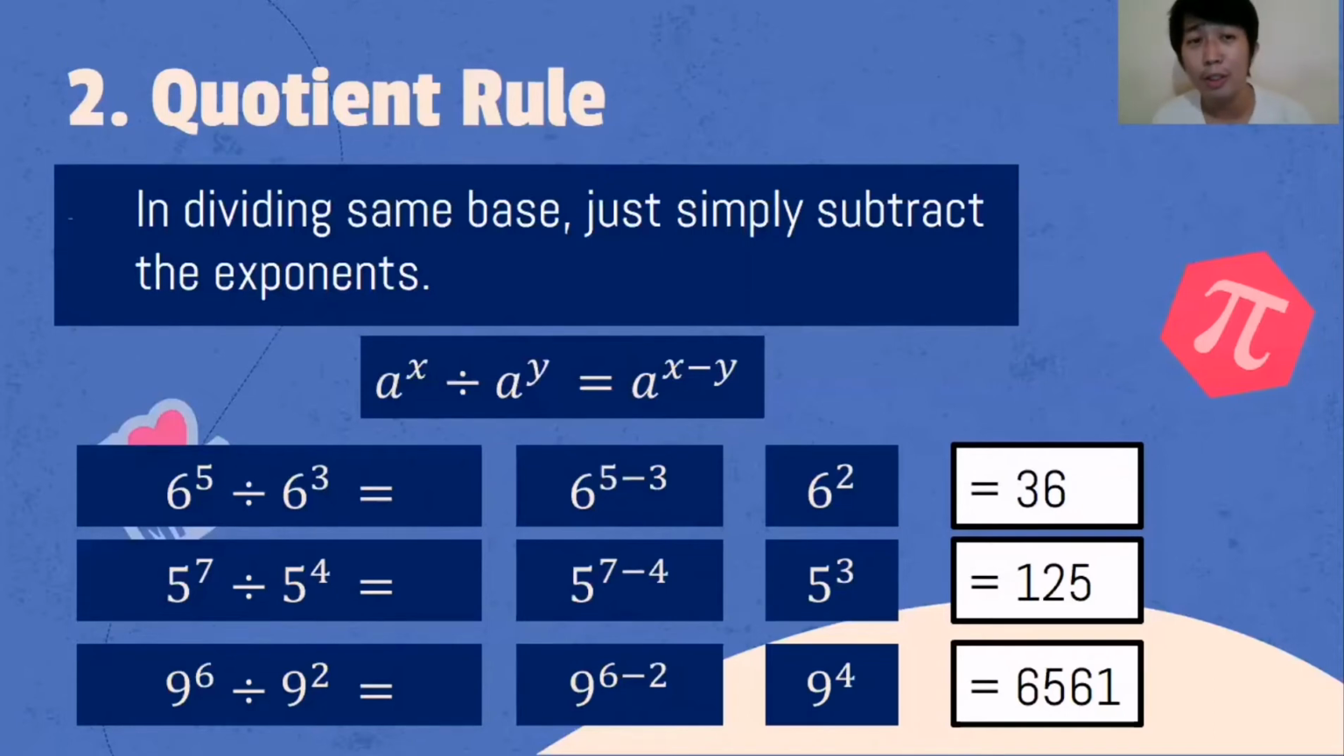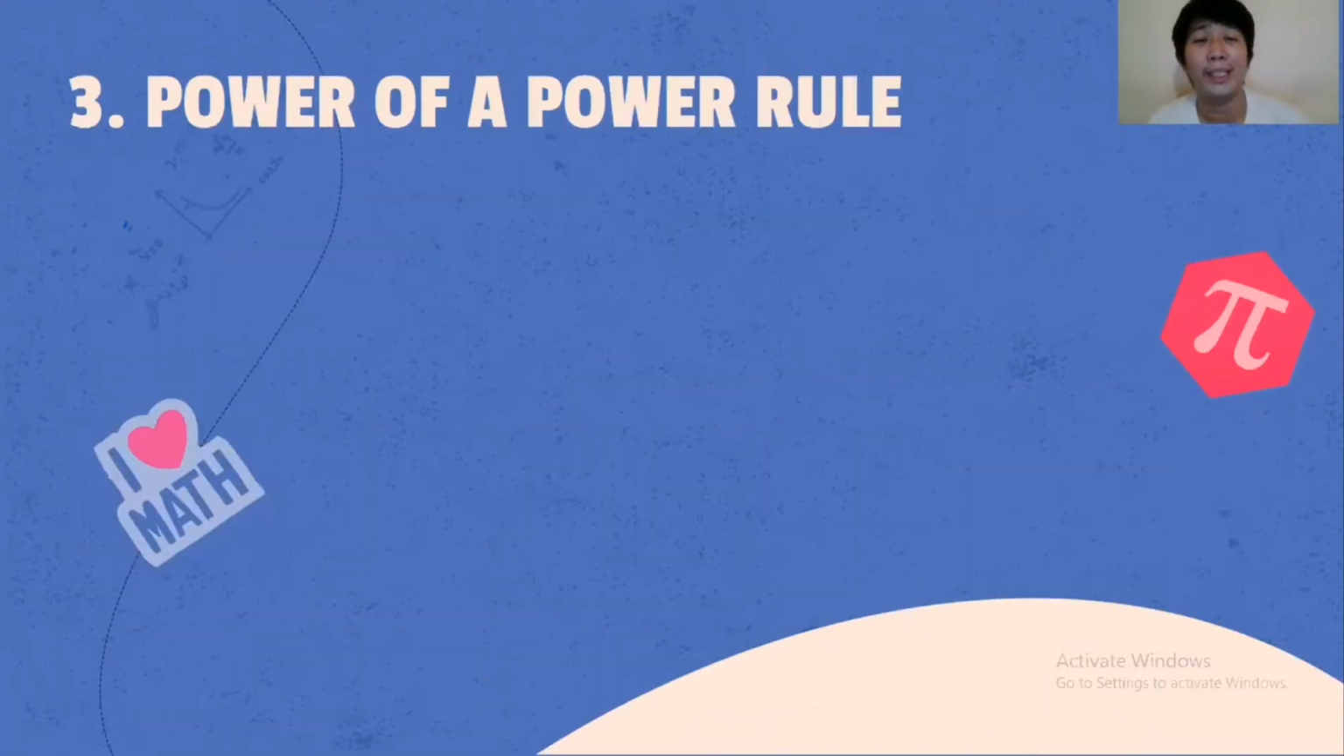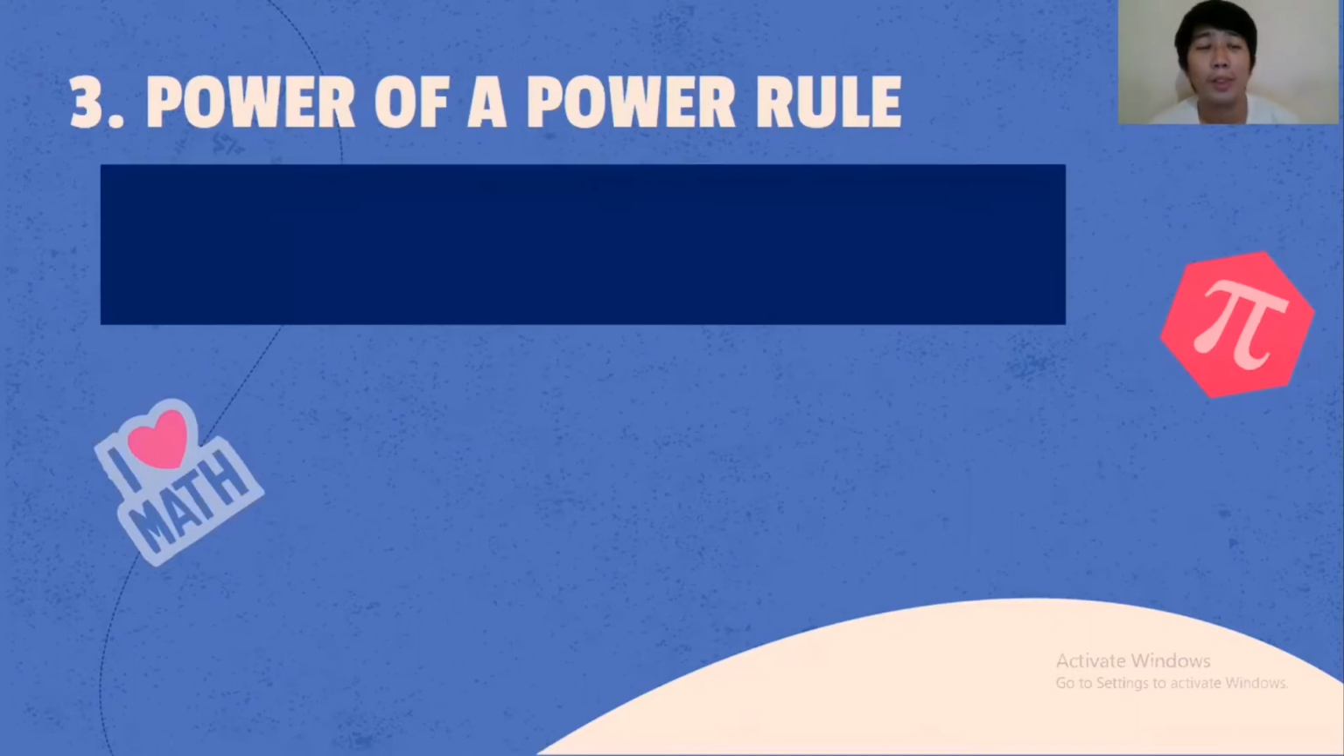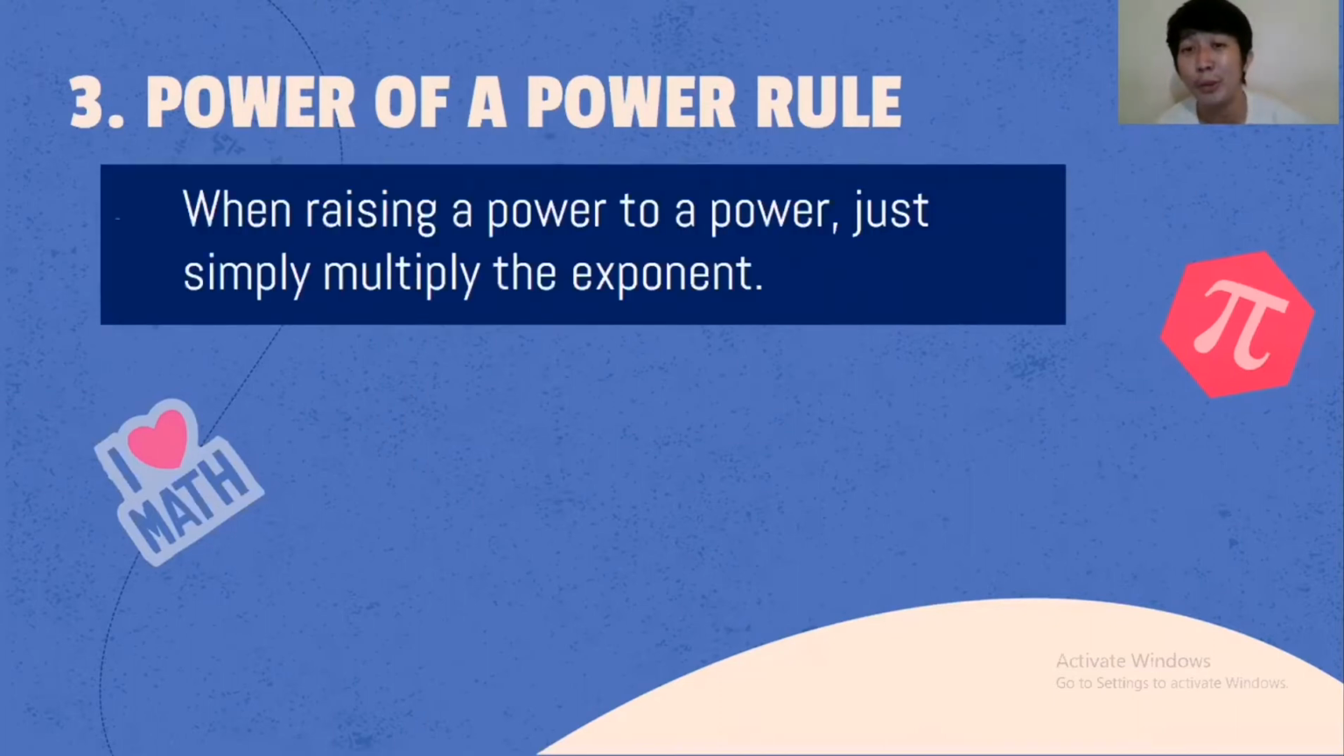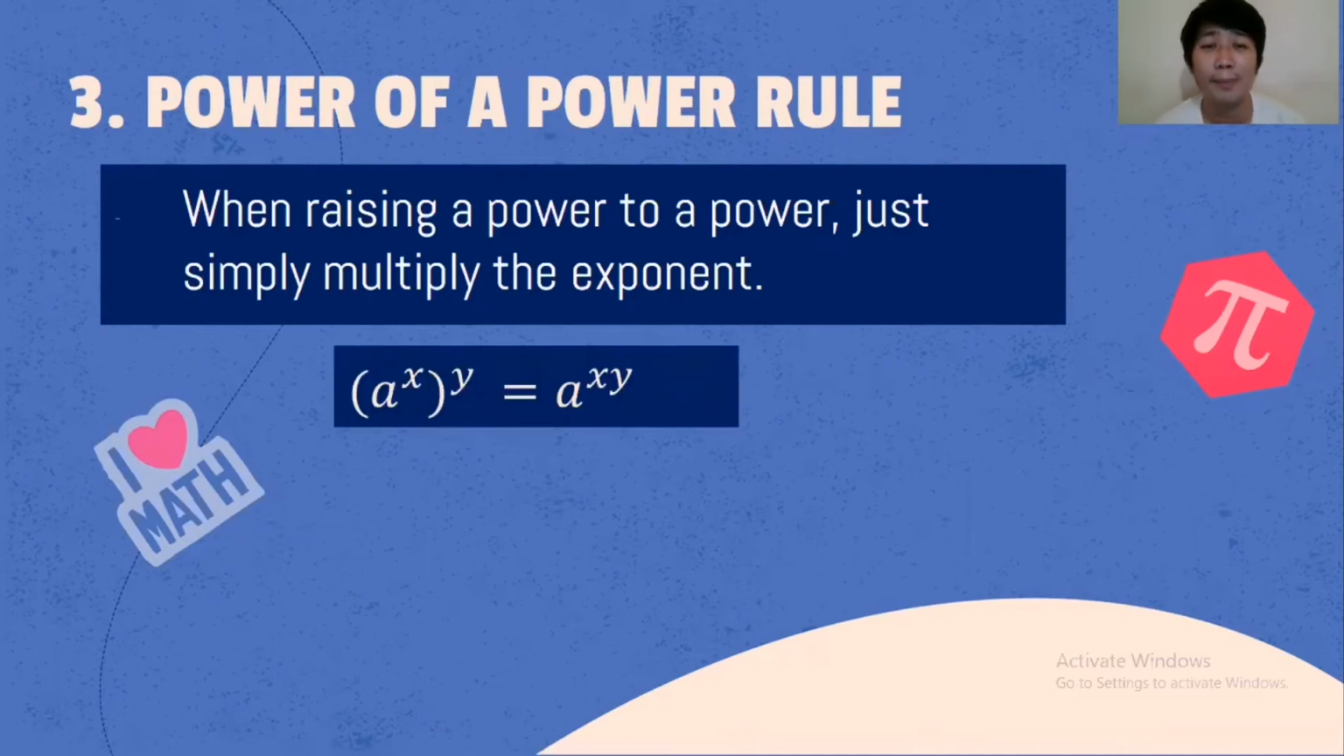Again, for the quotient rule, in dividing same base, just simply subtract the exponents. Moving on to the next rule, that is the power of a power rule. It says here, when raising a power to a power, just simply multiply the exponents. Based on the given example, the quantity of a raised to x, raised to y, because we have a power of a power, that means we will be multiplying x and y. That's why it will become a raised to x multiplied by y.